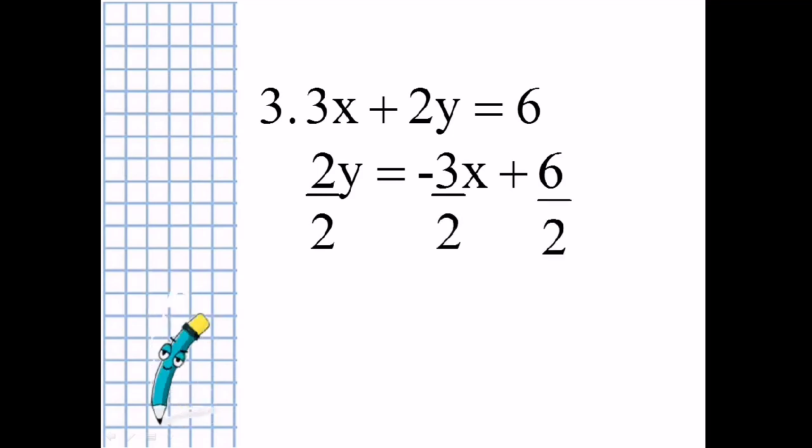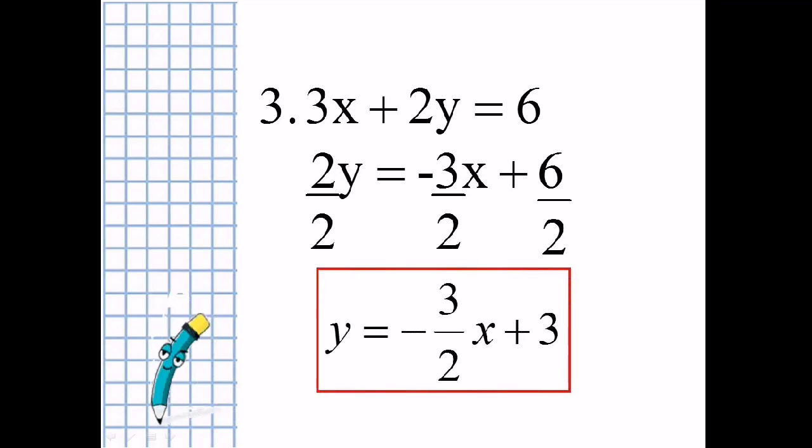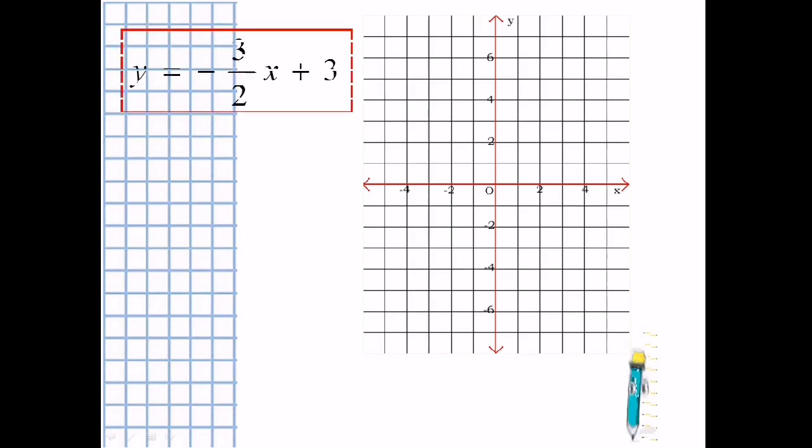by 2. Therefore, y equals negative 3 halves x plus 3. So let us identify the slope and the y-intercept. Our slope is negative 3 halves, and then our y-intercept is positive 3.